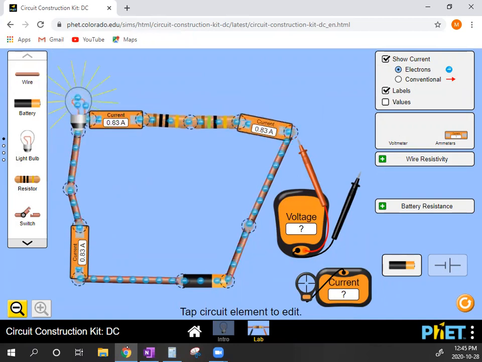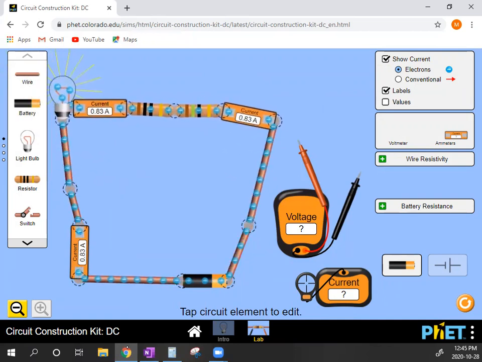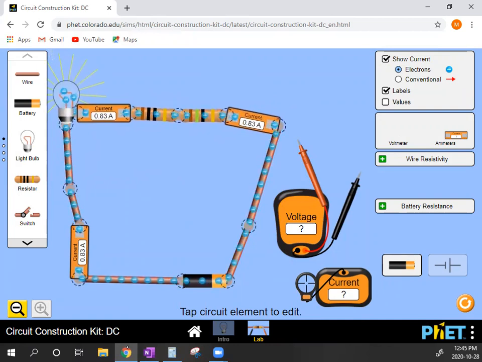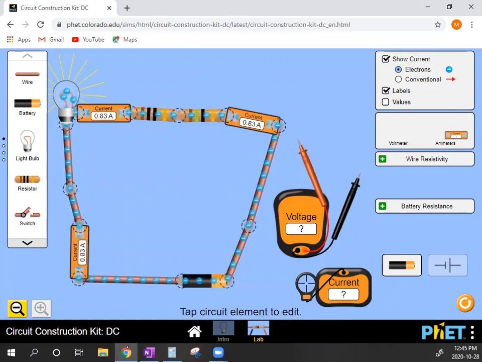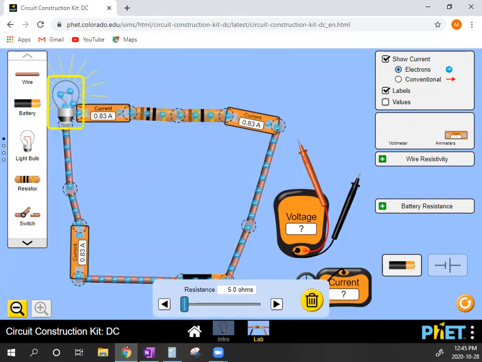So it's not upside down. All right. So here we have a series circuit. You can tell it's series, one after the other, there's only one path. I have set the battery to 25 volts. I have set the light bulb to 5 ohms, the first resistor to 10 ohms, and the last resistor to 15. So this is exactly the example that I gave you.